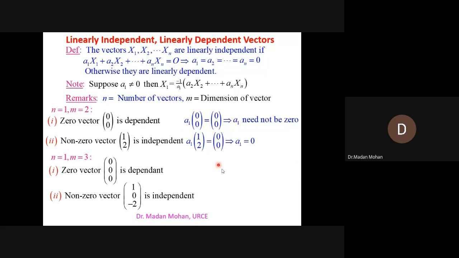Next. Now I am taking two vectors and the dimension is 2. Each vector is of dimension 2. Example, (1, 2) is one vector, (2, 4) is another vector, that is 1i plus 2j and 2i plus 4j. Then I want to check whether these are linearly independent or not. So a1 x1 vector plus a2 x2 vector equal to the zero vector.